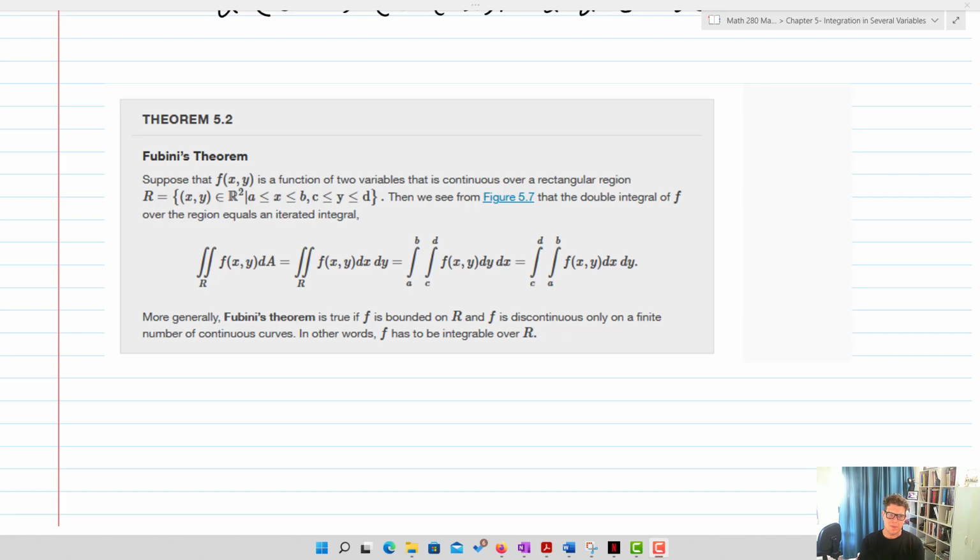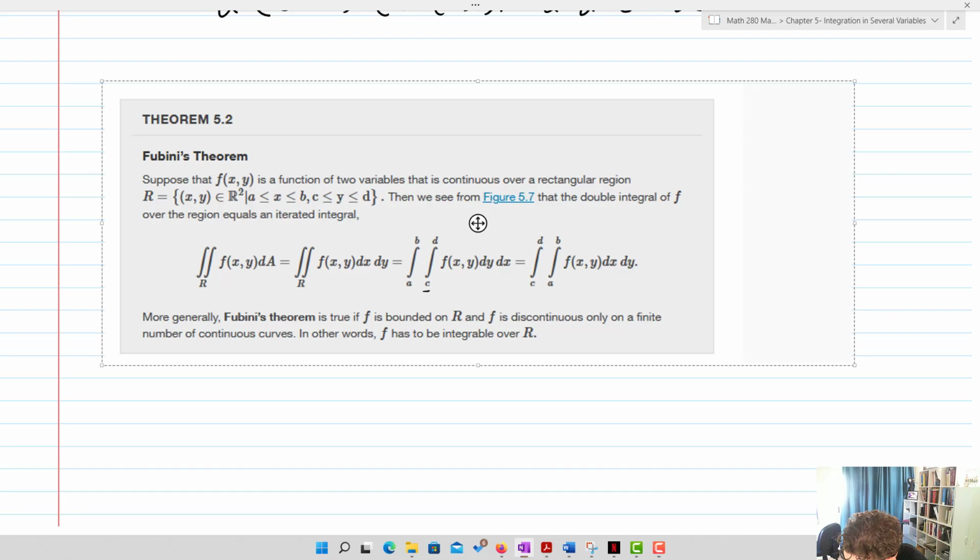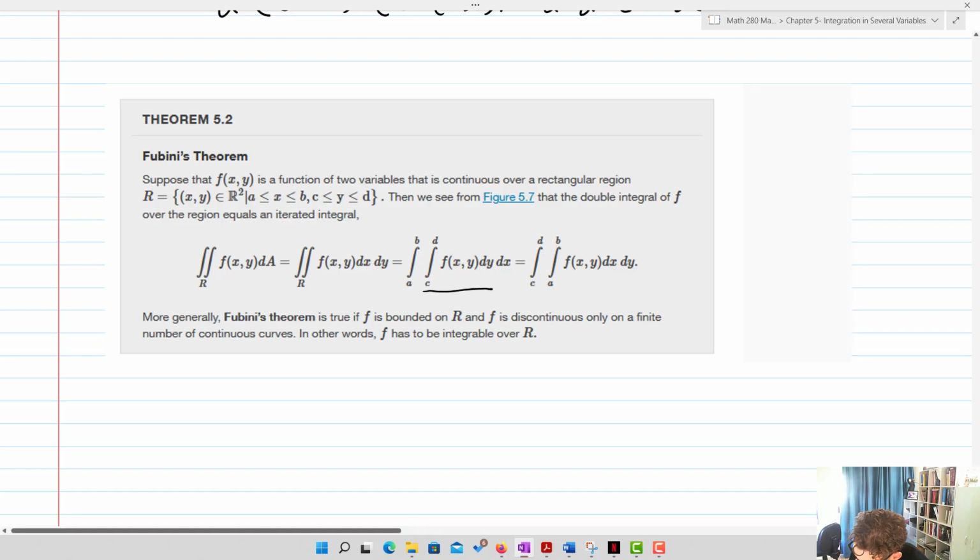Basically, what Fubini says is, suppose that f of x,y is a function of two variables that is continuous over a rectangular region, and we have R equal to the set of (x,y) belonging to R squared, with x greater than or equal to a and less than or equal to b, and y greater than or equal to c and less than or equal to d. That's just the same region, [a,b] cross [c,d]. The double integral of f over the region equals an iterated integral of f of x,y dA. What I want you to notice is that we can do c to d dy and then a to b dx, or we can do a to b dx and then c to d dy. We talked about that a little bit, but that's what Fubini's theorem is stating.